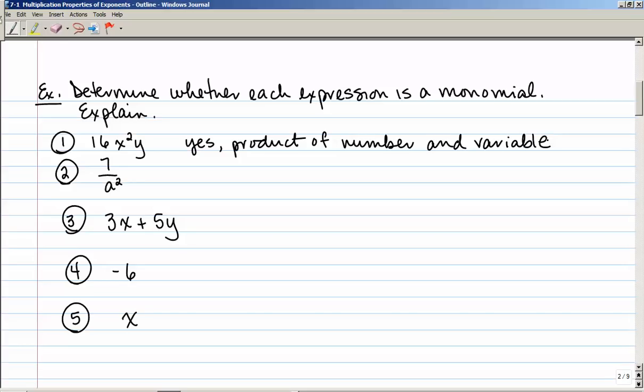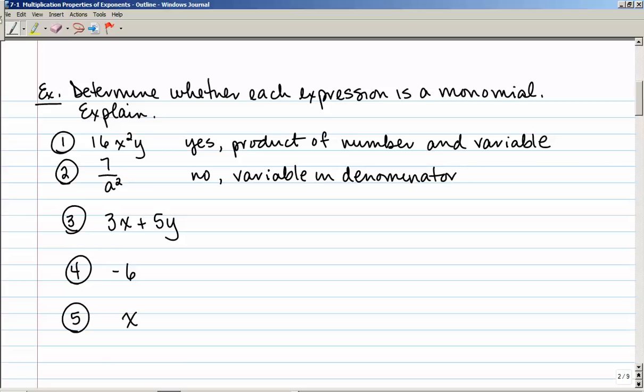Number 2, 7 divided by a squared. This is not a monomial because it has a variable in the denominator. A monomial cannot have a variable in the denominator.